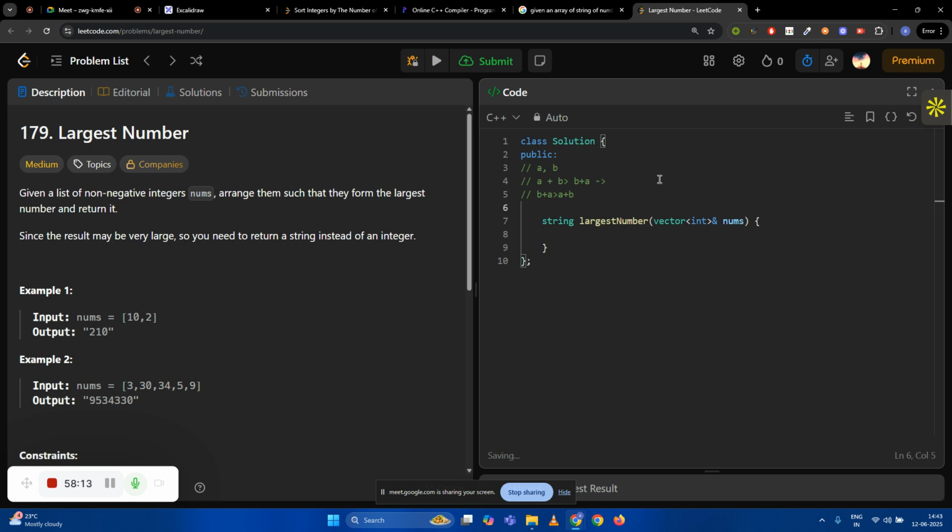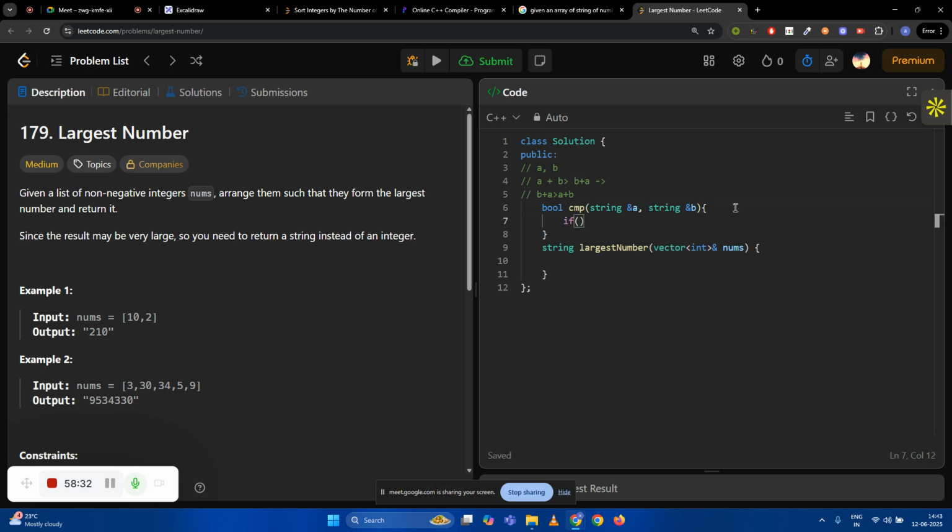Okay, when you have to swap. So let me write it directly. Actually I would have a bool comparator. You can name it anything. I'm naming it comparator. It takes two strings, string A and string B. Always pass them by reference because otherwise you will get TLE.